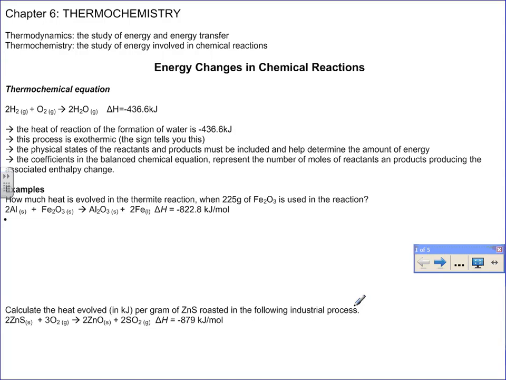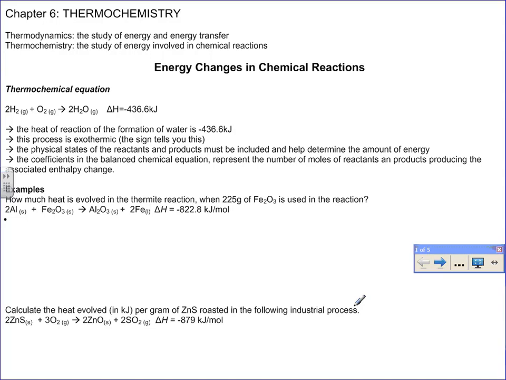Chapter 6 covers the study of thermochemistry, and when we're looking at thermochemistry, it's actually an area of thermodynamics. And physicists are responsible for studying thermodynamics overall, which is the study of energy and energy transfer. When we study thermochemistry, we're specifically studying the energy involved in chemical reactions.